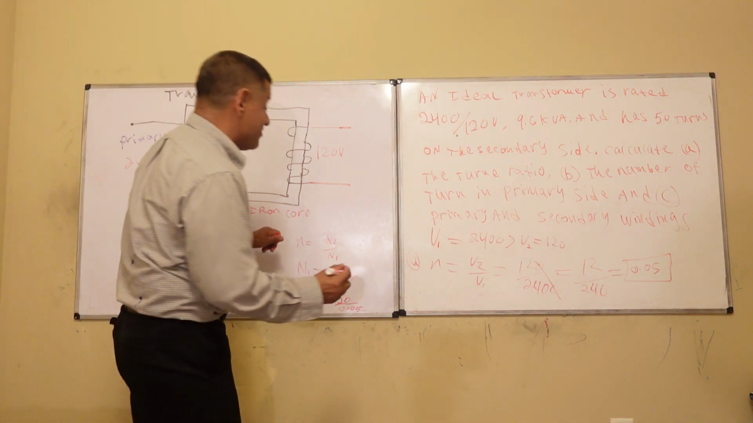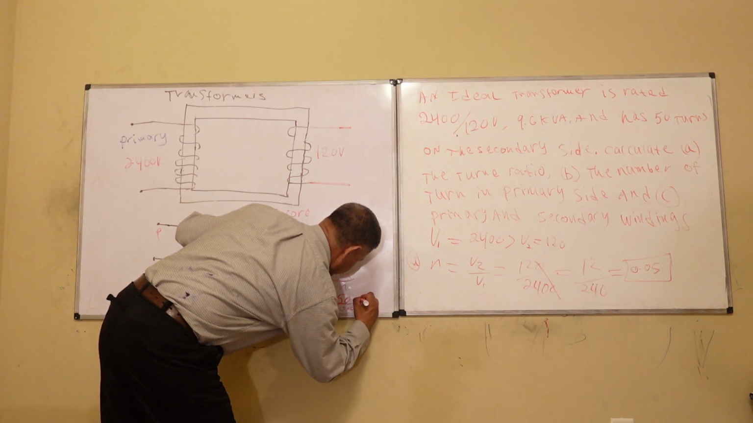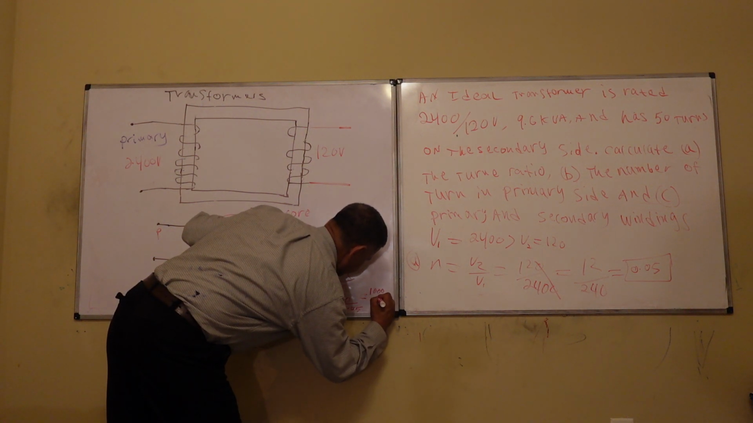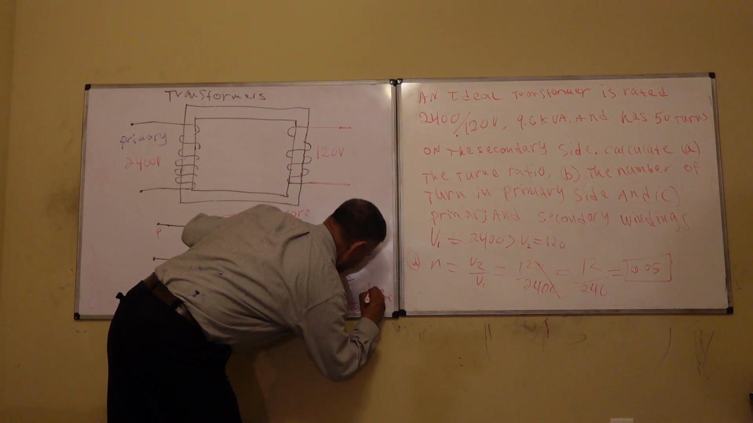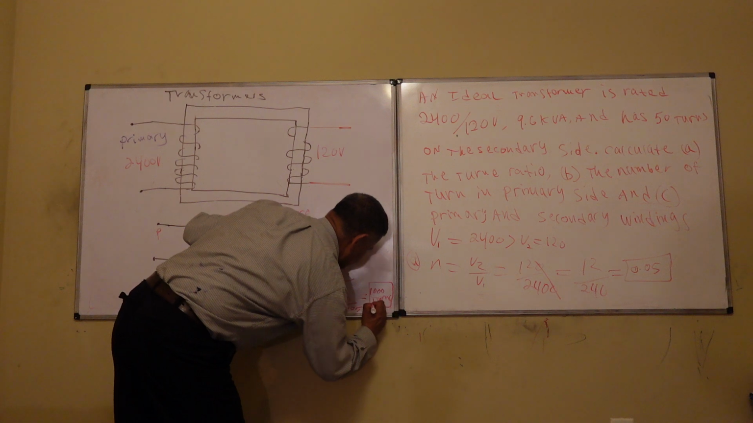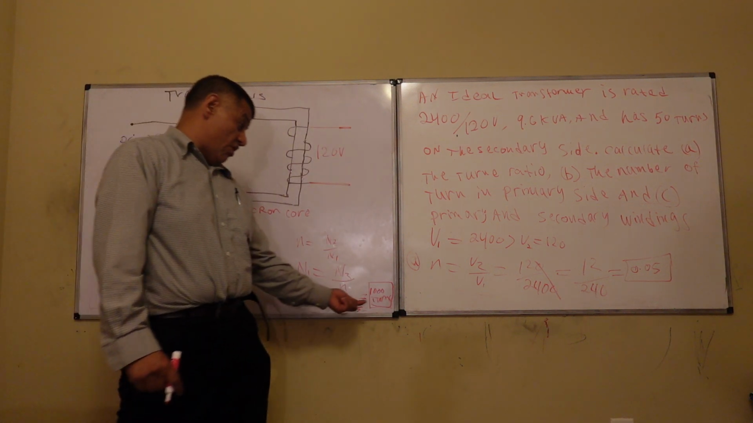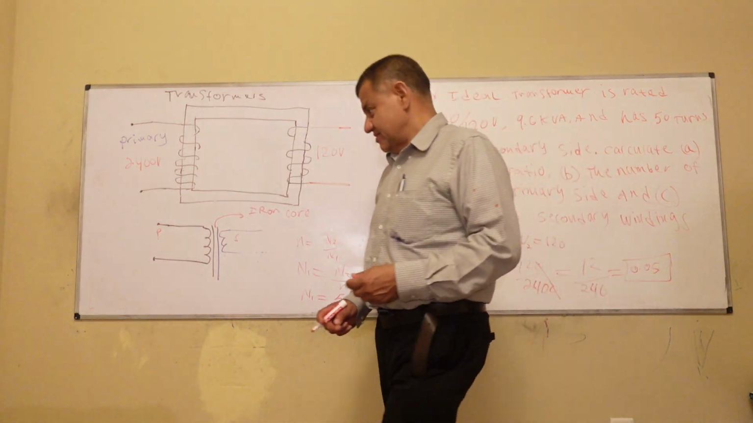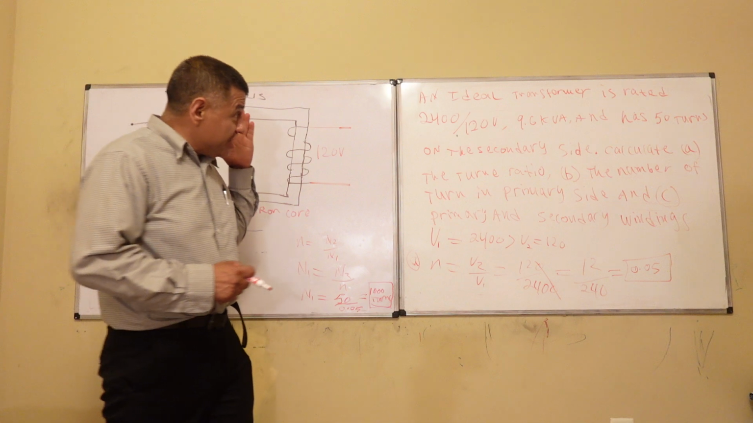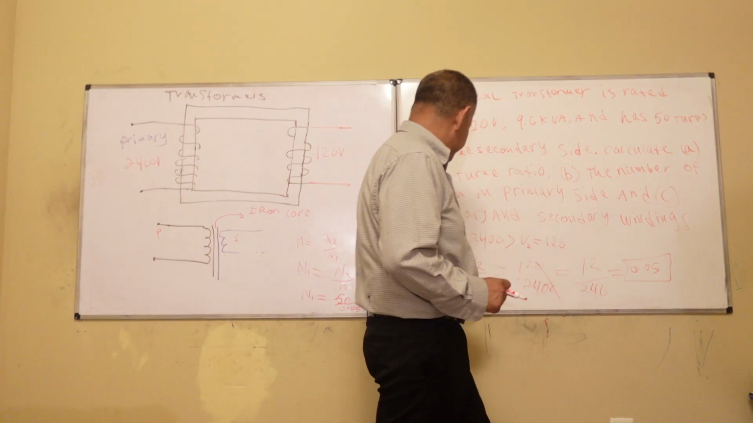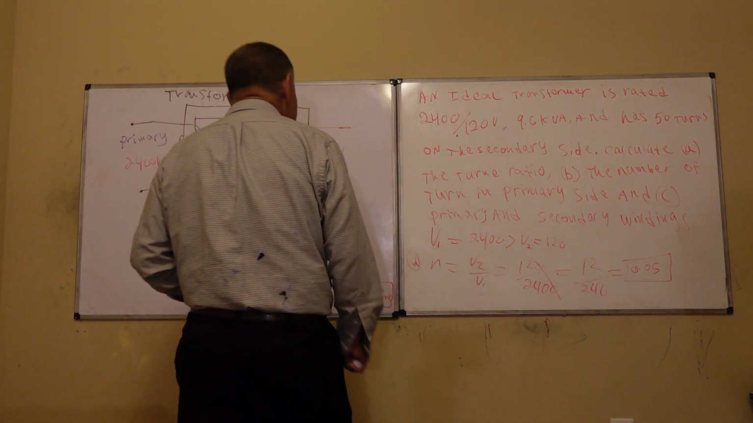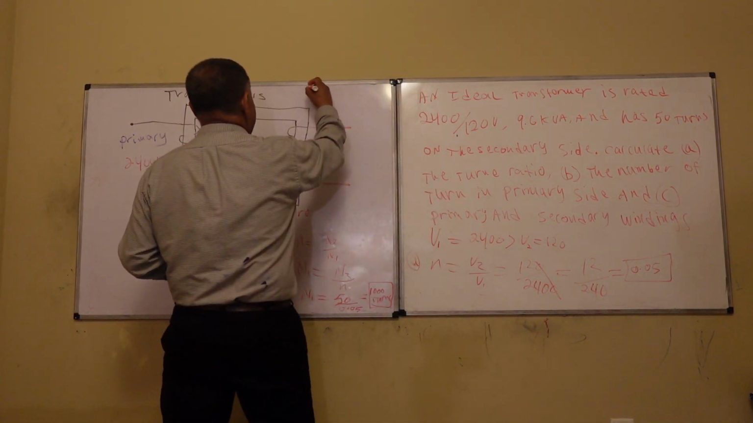See? I told you. It is equal to 1,000 turns. You can see that it's a bigger number. It's 1,000 turns compared to 50 turns. Okay. Now that is part B. Part B is done. So let's do A.